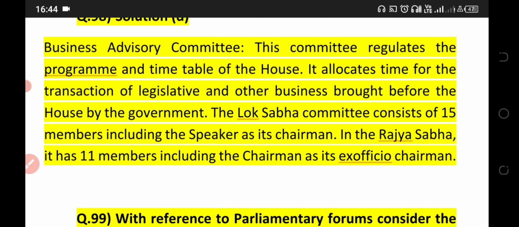In the Lok Sabha, the committee consists of 15 members, including the Speaker, its chairman. In the Rajya Sabha, it has 11 members, including the Chairman as its ex officio chairman.